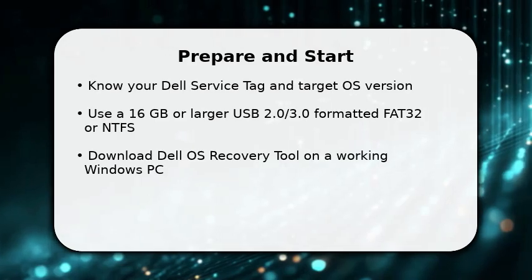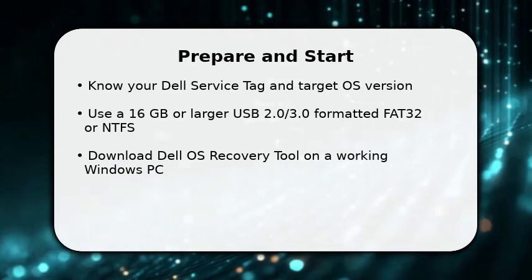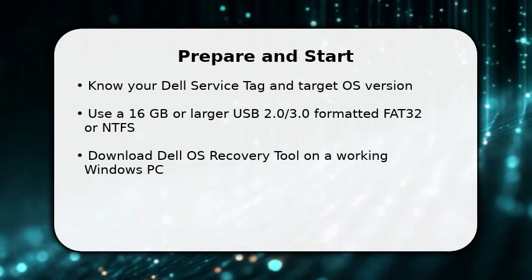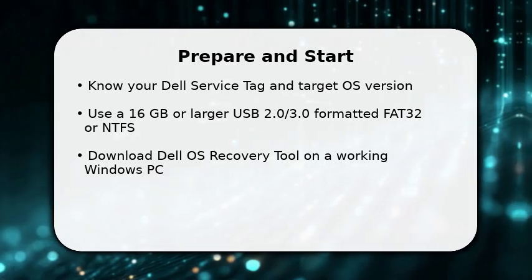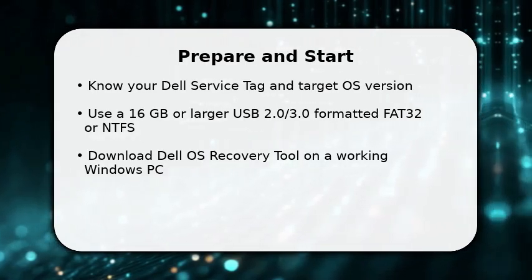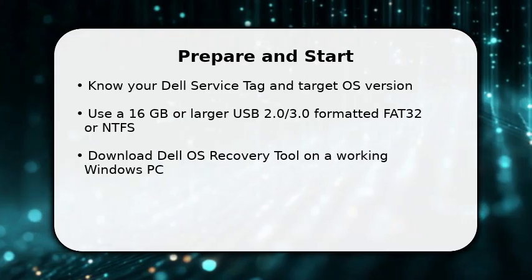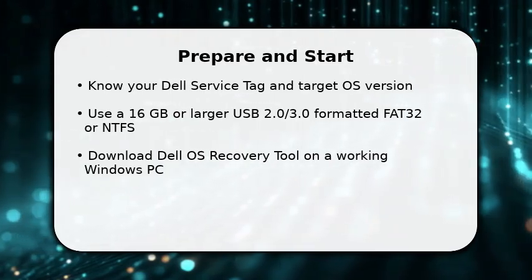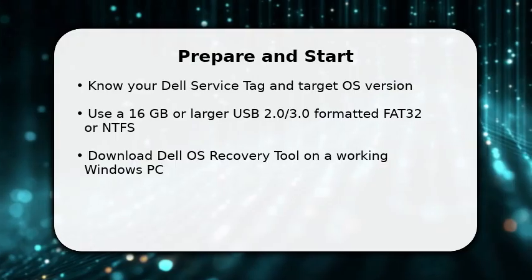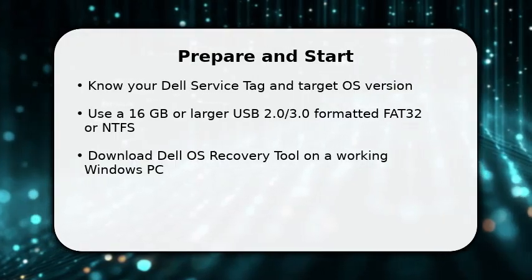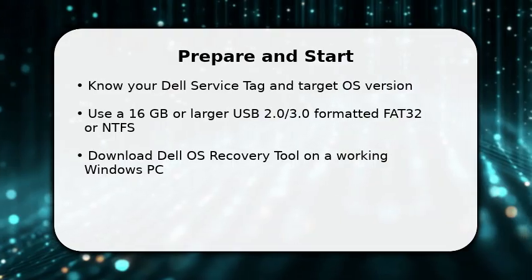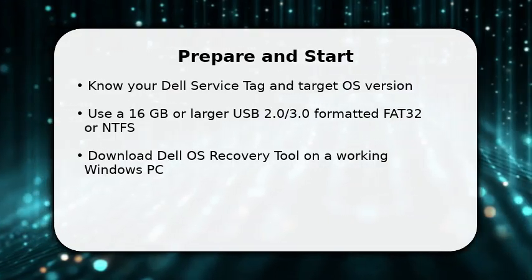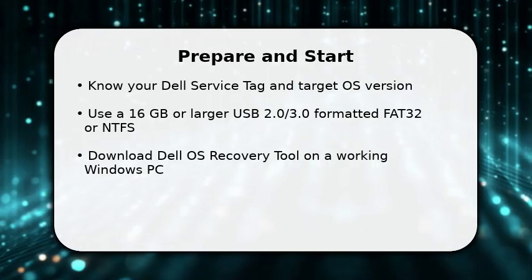Enjoy the video. You begin by collecting essentials, your Dell service tag, and the desired OS image. Insert a 16 GB or larger USB drive and make sure it's backed up first. Once ready, run the Dell OS Recovery Tool on a working Windows machine. Sign in if prompted and enter your service tag to retrieve the correct image. Proceed to select the USB as the target device.